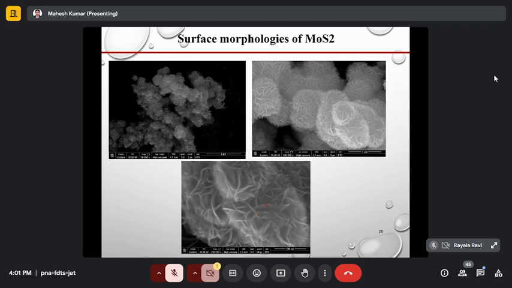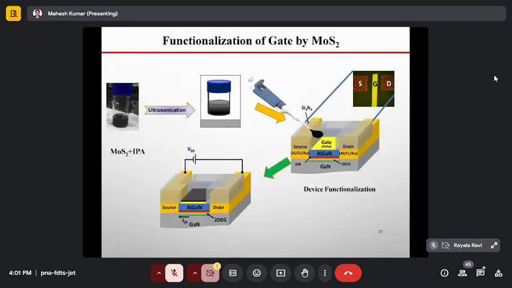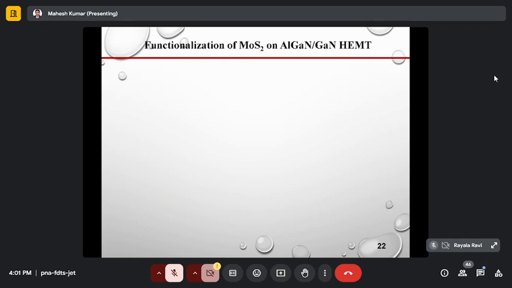So we have done these material characterizations. Next, we dispersed these MoS2 flakes in IPA, and then drop cast them on the gate. These MoS2 flakes are dispersed on the gate. And then we have done the measurement.